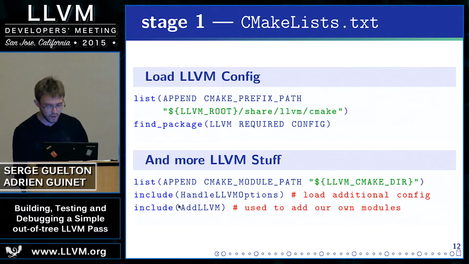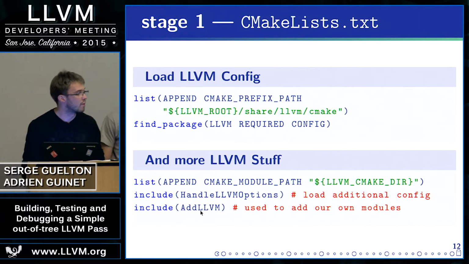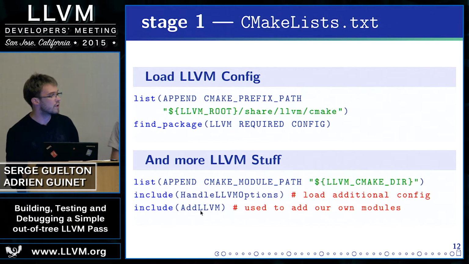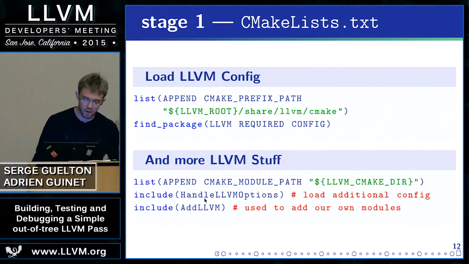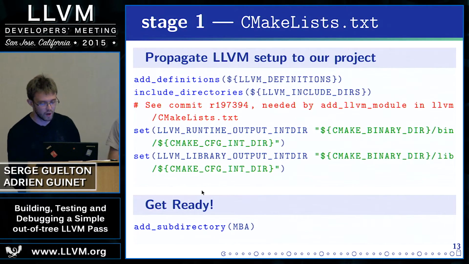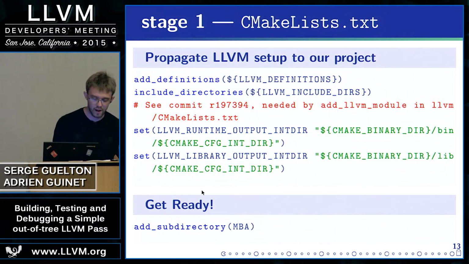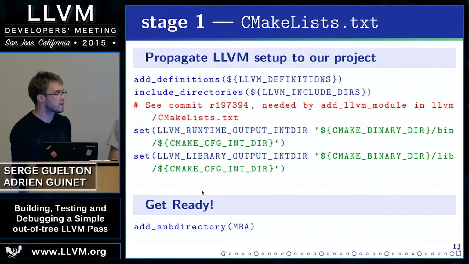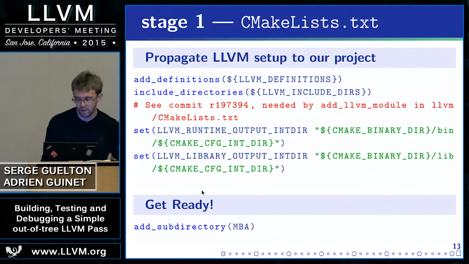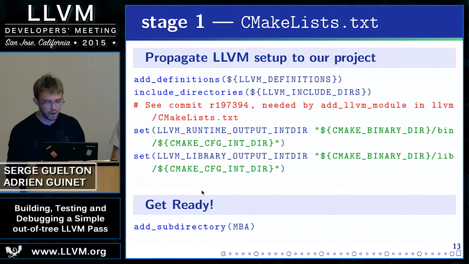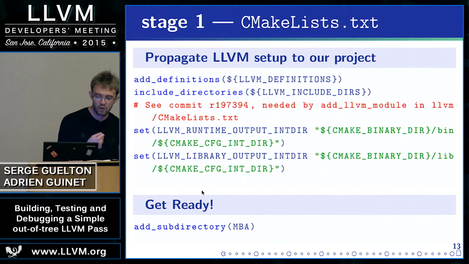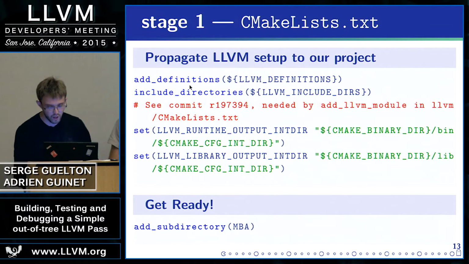And then we use two interesting things. The AddLLVM file, which is provided by LLVM, which declares the function we will use to declare our new pass, and the HandleLLVMOptions, which declare some basic LLVM variables like LLVM definitions and LLVM include dirs. Like when you use CMake, if you have already used CMake, when you use an external library, you always add the definitions and the include dirs to your project. So that's basically what we do here. Nothing fancy, nothing really new.